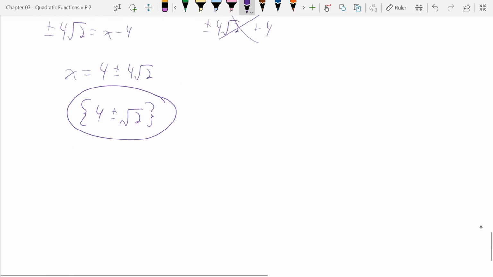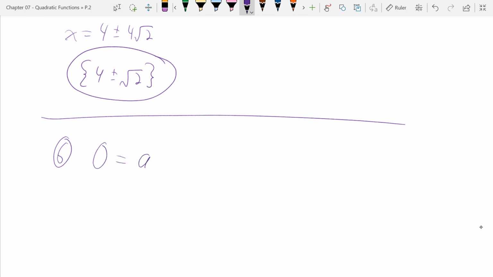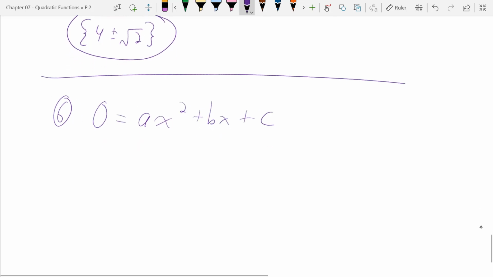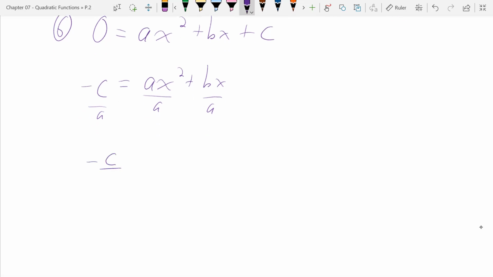Lastly, I want to do this process when I just have variables. So let's say that I have 0 is equal to ax squared plus bx plus c. And I want to do this for any a, b, and c. Well, the trick was we need to subtract the c to the other side, so I get negative c is equal to ax squared plus bx. I don't like having a leading coefficient, so I want to divide by the a to get negative c over a is equal to x squared plus b over a x.